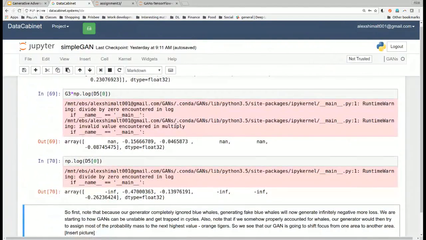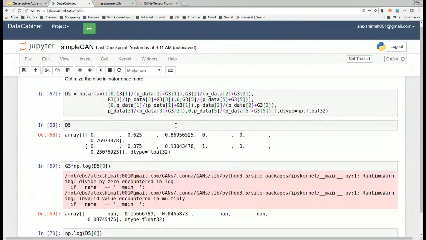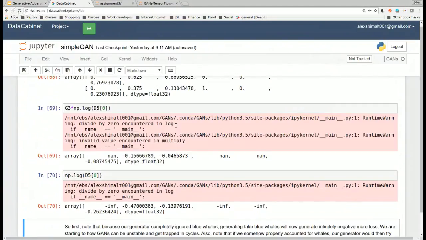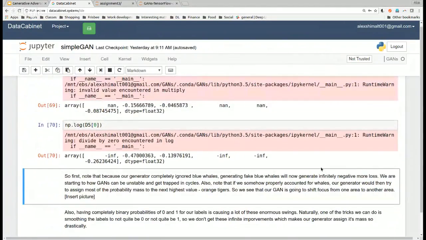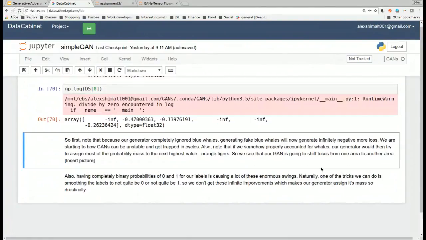So now the next generator is going to only do orange tigers, white whales and white tigers, and now it's completely ignored blue whales. So now the discriminator will go back again and decide that there are no actual fake blue whales. So our generator will generate no more blue whales, and then our discriminator will get fooled again, and then our generator will decide, well, blue whales are the best way of improving the loss again, I'll go back to blue whales. So then you have these weird little annoying cycles.